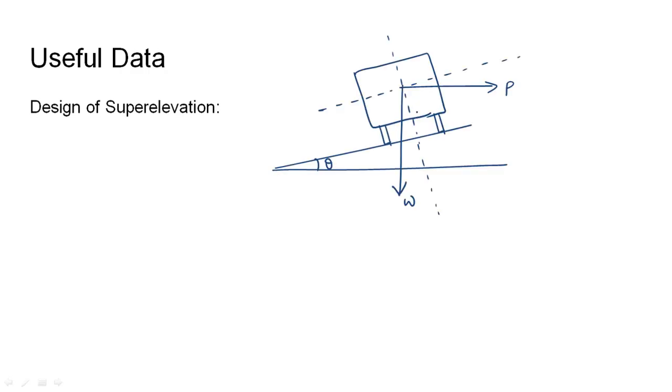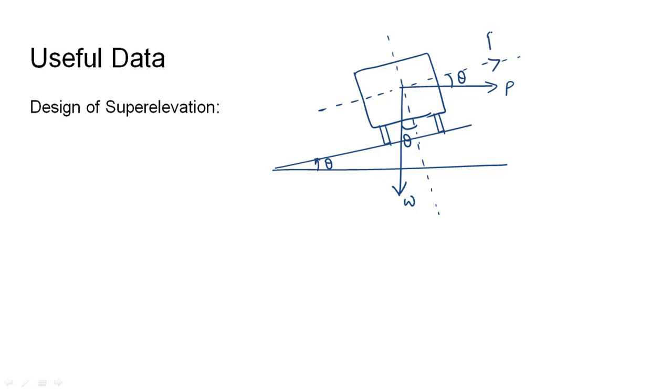So if we want to design super elevation for a horizontal curve, a car is moving on a horizontal curve of radius r where the road has been lifted by an angle of theta to counteract the centrifugal force developed. The centrifugal force P will act in a horizontal direction and the weight of the car will act in a vertical direction. By geometry, this angle would be theta and this angle would also be theta.